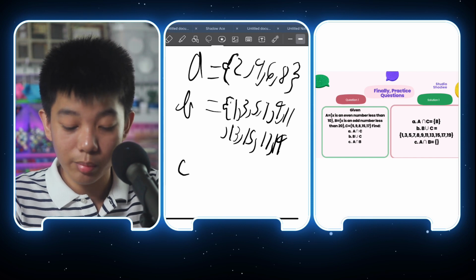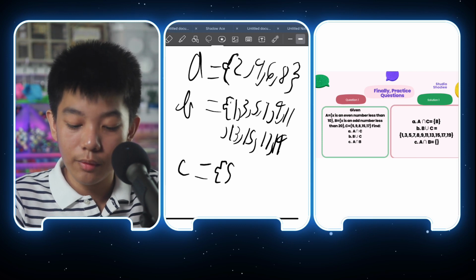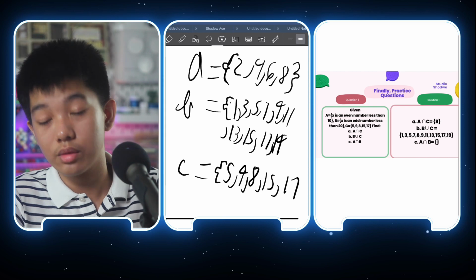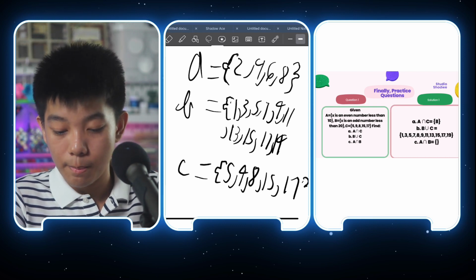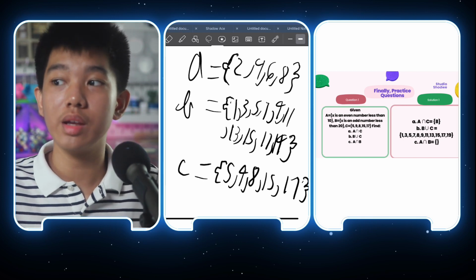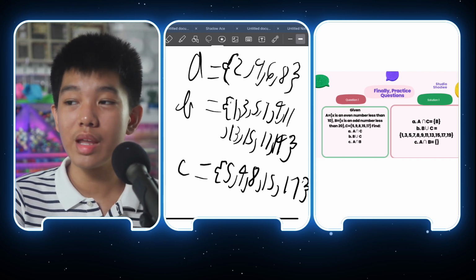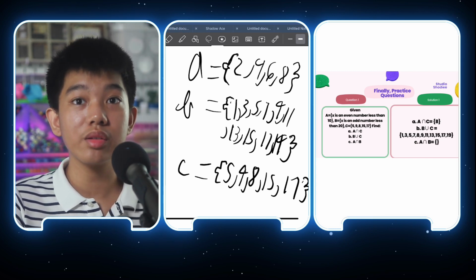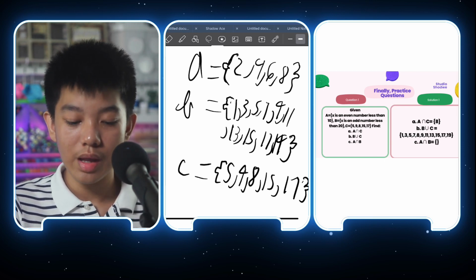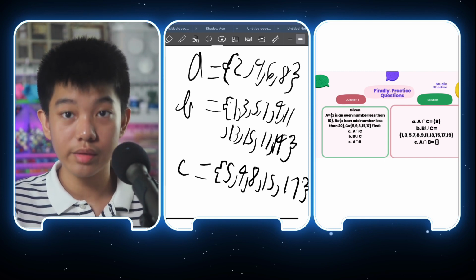And then C is just a bunch of random numbers spliced together: 5, 9, 8, 15, 17. Those are your sets. Now the question is asking us to find three things. What is the intersection of A and C? Intersection means elements that are part of both sets. A contains even numbers that are less than 10: 2, 4, 6, and 8.